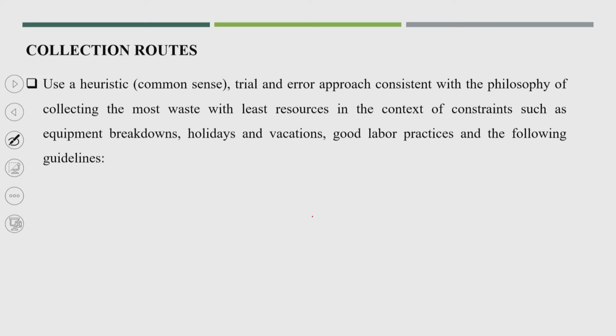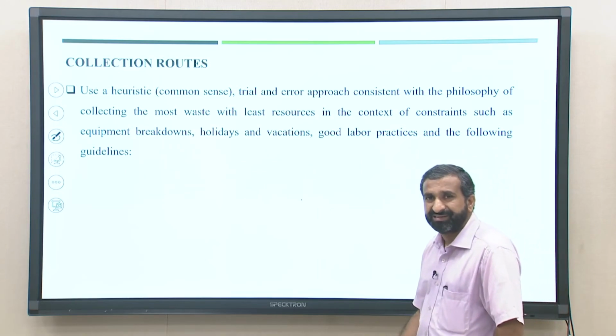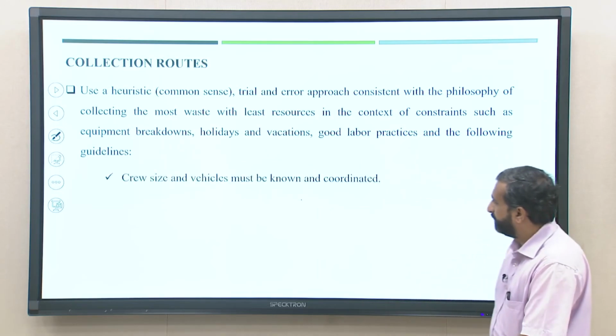Approach with the philosophy of collecting the most waste with least resources, in the context of constraints such as equipment breakdown, holidays, vacation, good labor practice, and a few more guidelines. So, I think these few guidelines at least we can finalize before finalizing the collection route.